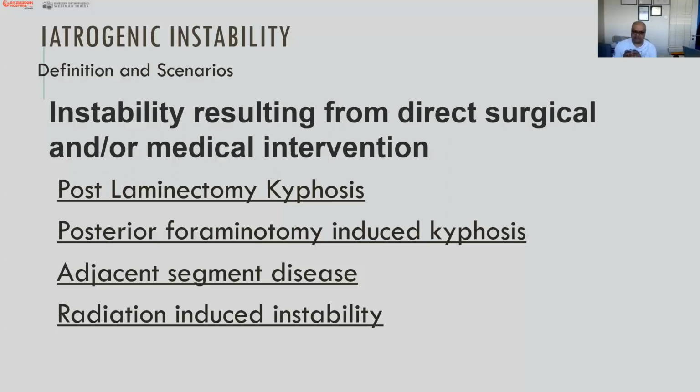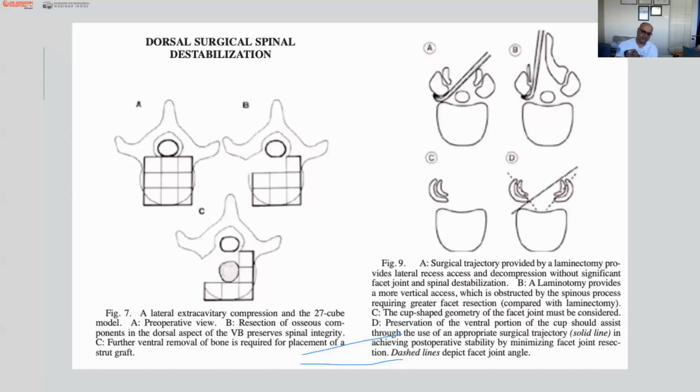The iatrogenic instability then can lead to kyphus formation. It is most commonly seen in neurosurgically driven wide laminectomies of the cervical column with instrumentation causing kyphus. Then post-foraminotomy induced kyphus. Again, if you remove an excess amount of facet joint, sometimes it can cause adjacent segment disease, and nowadays patients living longer after radiotherapy can end up in iatrogenic instability.